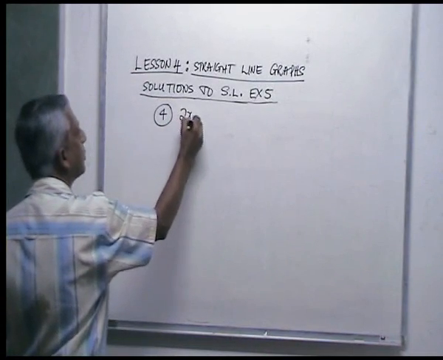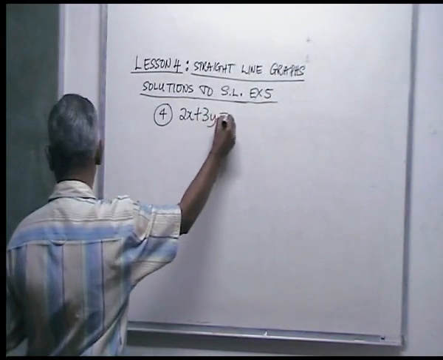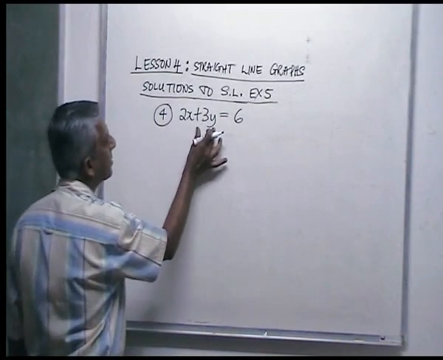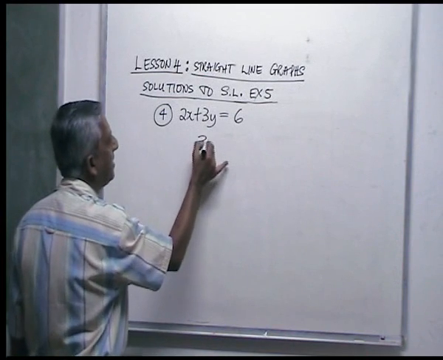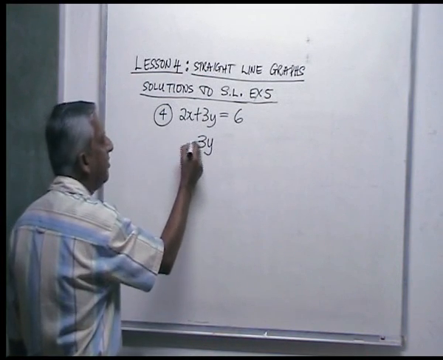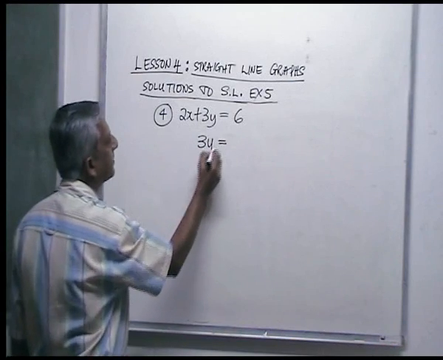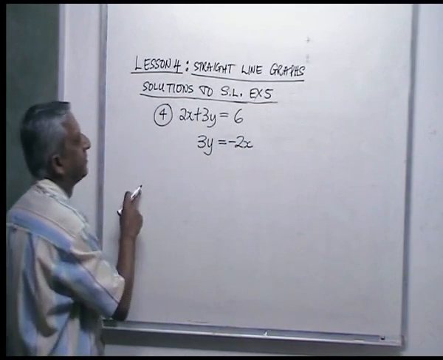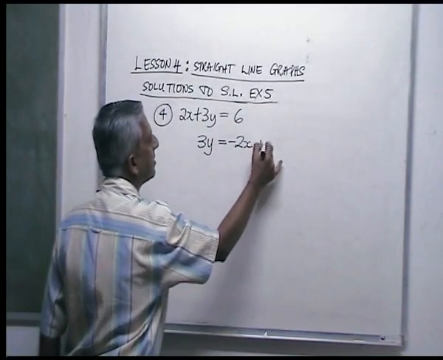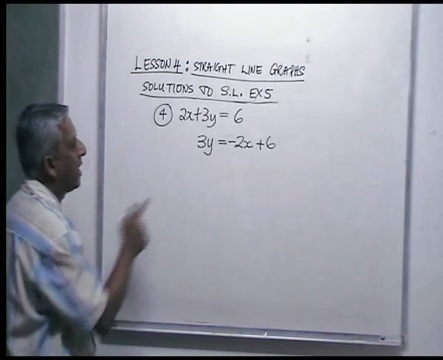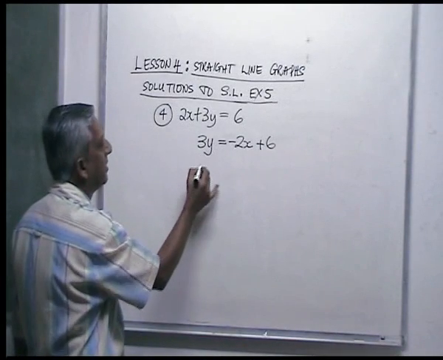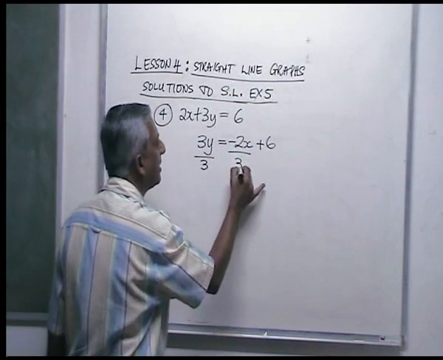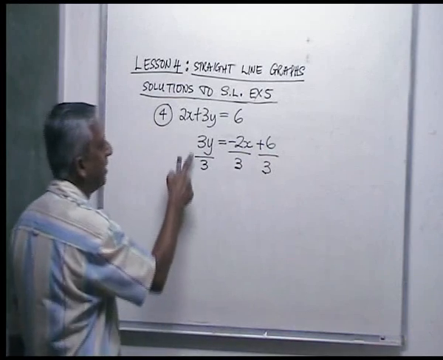Number 4 was 2x plus 3y is equal to 6. Right, so leave this on this side. So what's left behind here is 3y, even if I don't have to write the plus. Now I take the 2x across, it becomes minus 2x. And then I bring down the 6. Now we're going to divide by 3. Let me just show it. Divide this by 3, divide that by 3, divide that by 3.